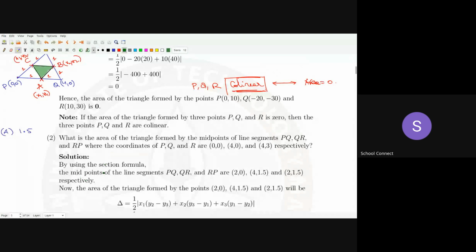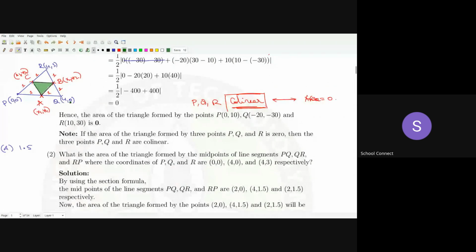So the midpoints of PQ, QR, RP using the section formula, we will get them as 2, 0, 4, 1.5 and 2, 1.5. So you see 0, 0 and 4, 0 both lie on the x-axis. The midpoint will be 2, 0 because it is 2 units from the origin to this point, and from 2, 0 to 4, 0 will also be 2 units. Therefore, 2, 0 will be the midpoint.